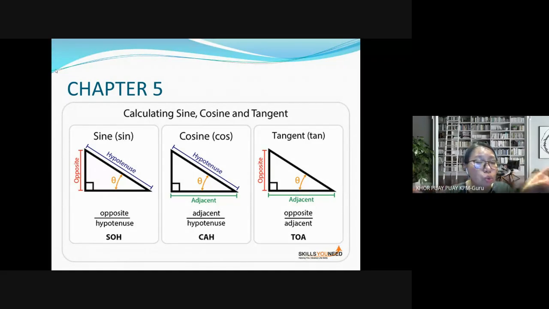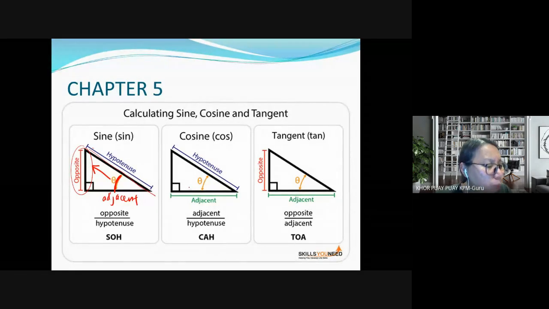You banding dua panjang, the two lengths of a triangle. For sine, you are comparing the opposite and the hypotenuse. Where do you find them? Always shoot an arrow from the angle that you are given and you find this is the opposite. Then this one is your adjacent. The slanting line is always your hypotenuse.